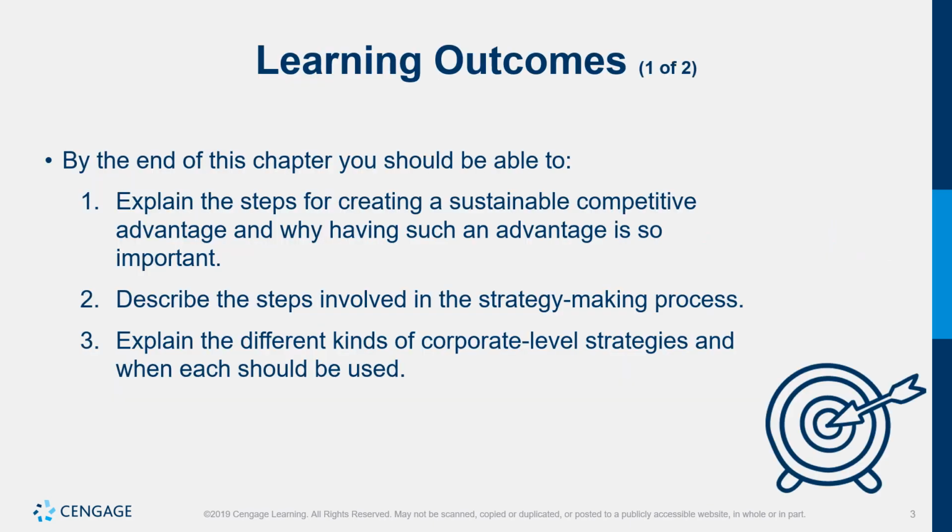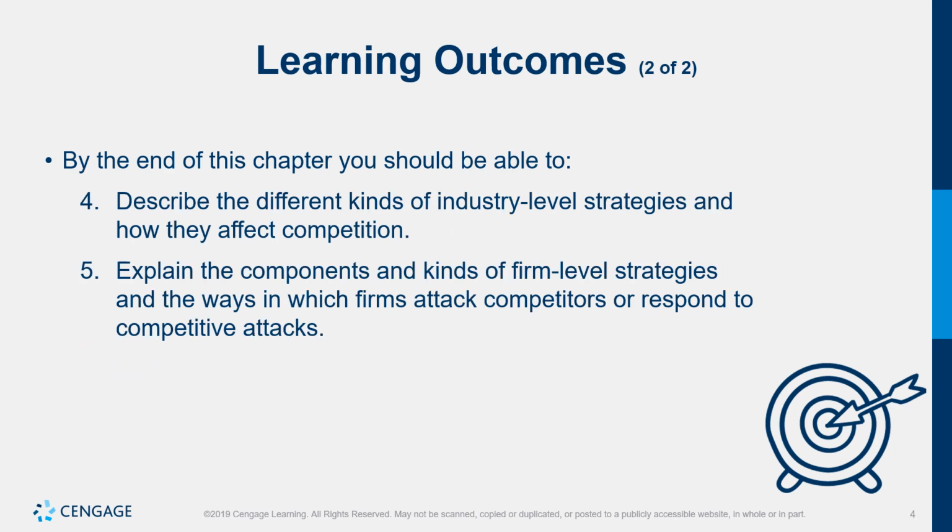The learning outcomes include: explain the steps for creating a sustainable competitive advantage and why having such an advantage is so important. Describe the steps involved in the strategy-making process. Explain the different kinds of corporate-level strategies and when each should be used. Describe the different kinds of industry-level strategies and how they affect the competition, and explain the components and kinds of firm-level strategies and the ways in which firms attack competitors or respond to competitive attacks.